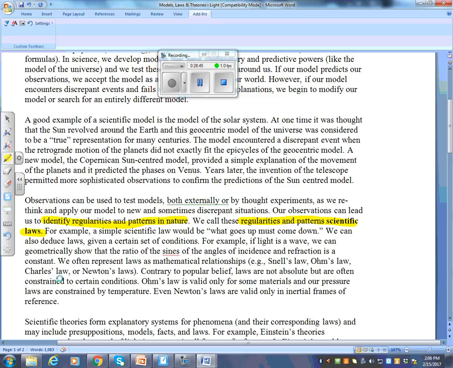Contrary to popular belief, laws are not absolute, but are often constrained to certain conditions. Ohm's law is valid only for certain materials, and our gas pressure laws are constrained by temperature. In other words, they're not always true. Laws don't always work.